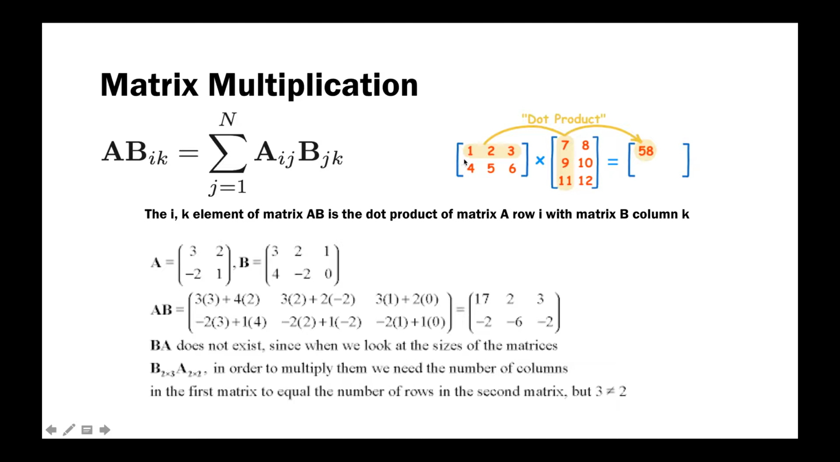So here it is in pictures. To compute the 1, 1 entry, which is the first row and first column, I dot product the first row of matrix A, 1, 2, 3, with the first column of matrix B, 7, 9, 11. And I get 58. You can see why there are restrictions on the size of the matrices, because I have to have the same number of columns as the number of rows to compute the dot product. Otherwise, I'd have stuff left over. That wouldn't make sense.